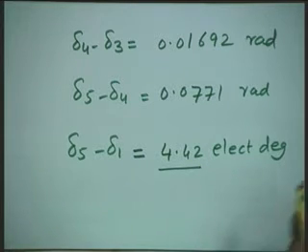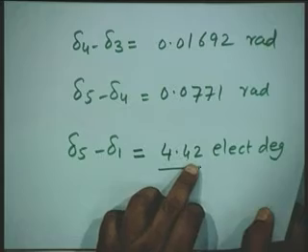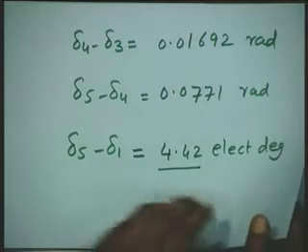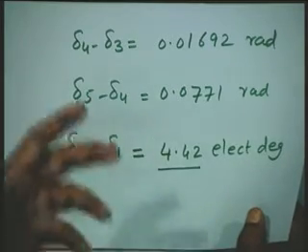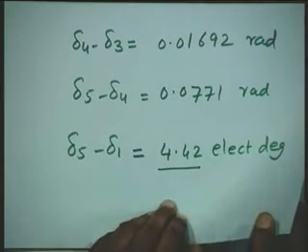Therefore, you can easily understand here that when the steam turbine is delivering certain power, there exists a certain net twist in the shafts, and the net twist is given by this formula, delta 5 minus delta 1 here. And you can see here that the angular twist is small. When it is delivering 90% of the rated power, its twist is hardly of the order of a few electrical degrees.